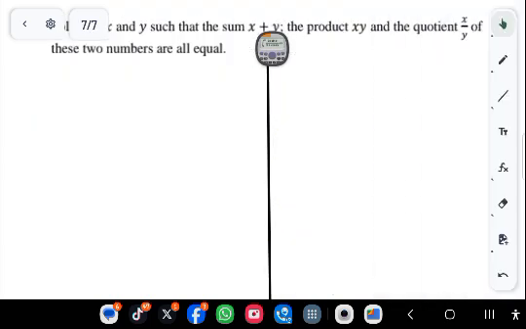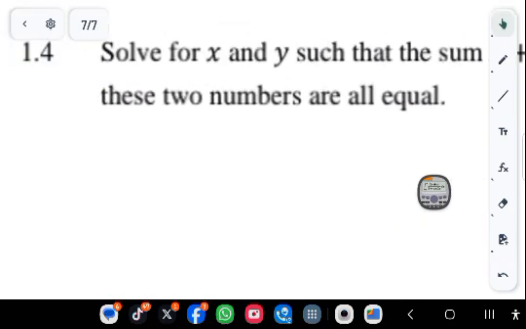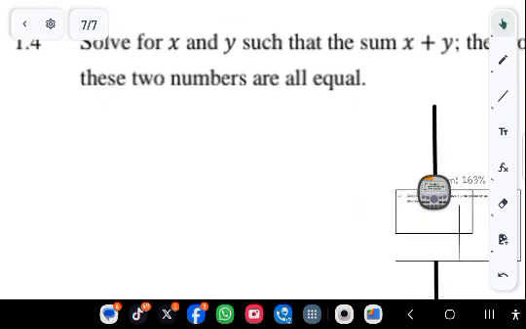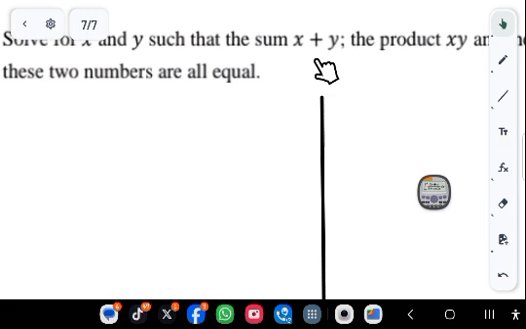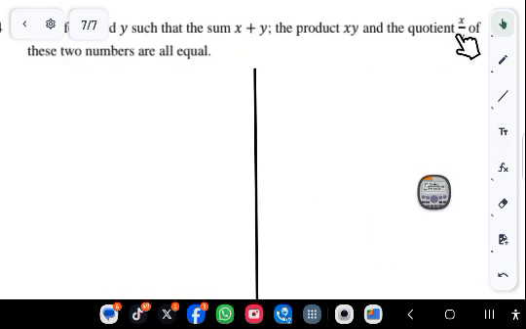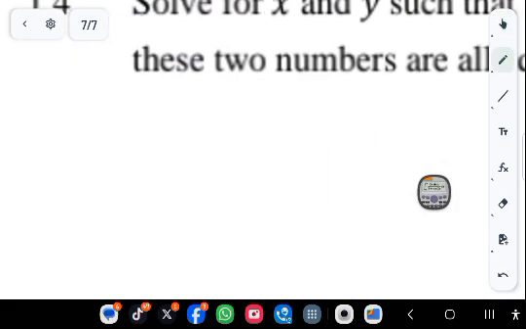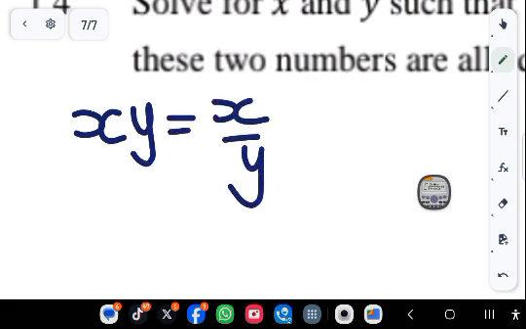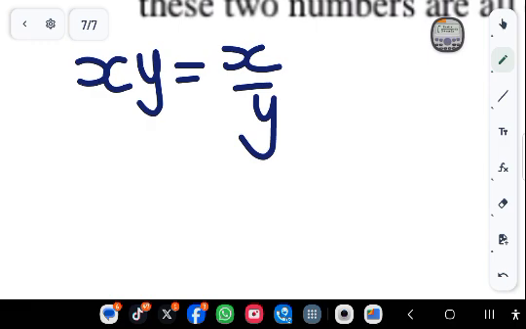Next and last question. 1.4. Solve for x and y such that the sum x plus y, the product x times y, and the quotient x over y of these two numbers are all equal. You can choose whichever. Okay, we're told that xy equals x over y. Let's take the product and the quotient. That's equation 1. All right, let's work this one out.